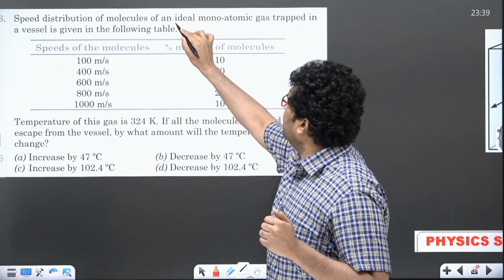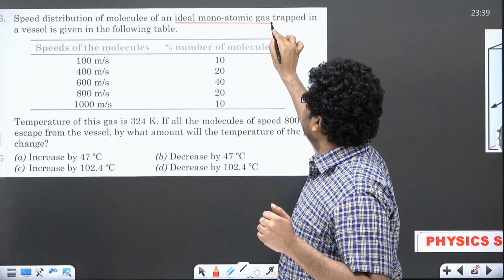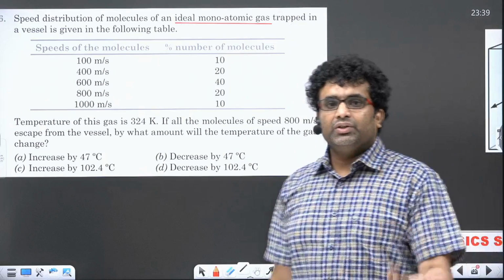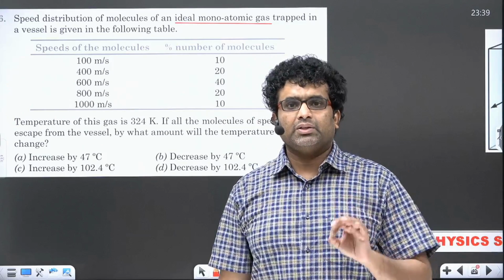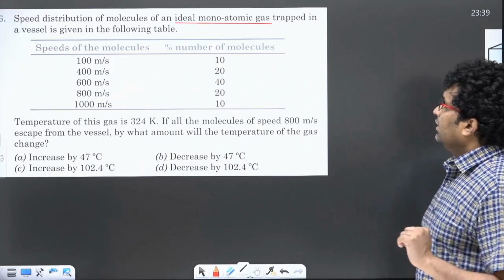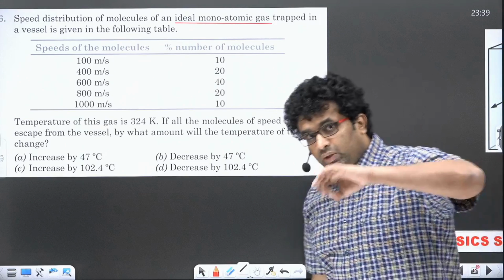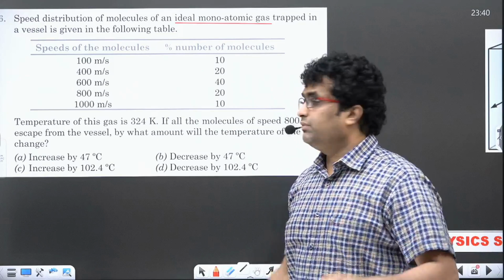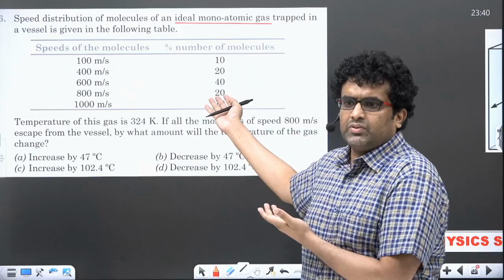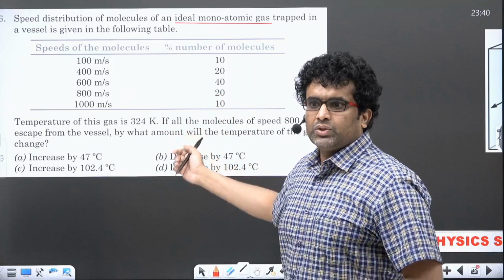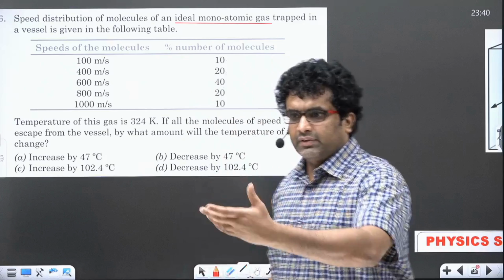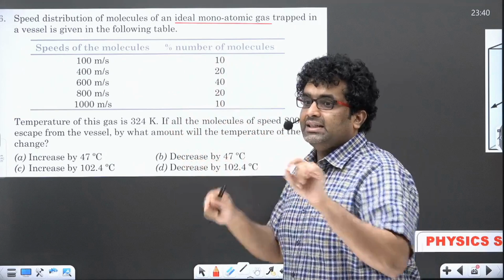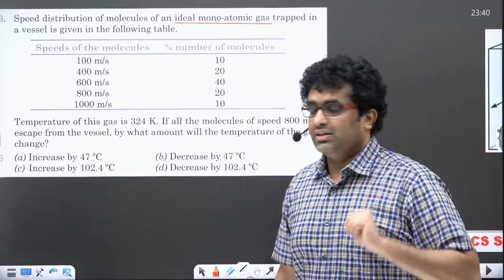Okay, so let's underline a few things before we start our journey of the solution. Since it is an ideal monatomic gas, we assume by definition that it obeys the kinetic theory of gases trapped in the vessel. But even though it's an ideal monatomic gas, he is assuming a distribution which is not Maxwellian. This is not how Maxwell's distribution looks. So the formula that I have given in the previous slide will not be applicable to this problem, but KTG is still applicable.